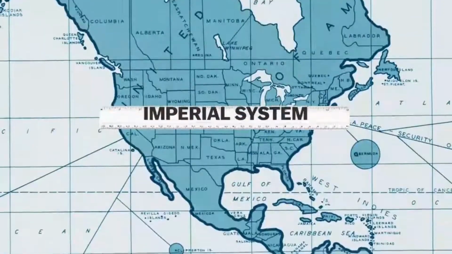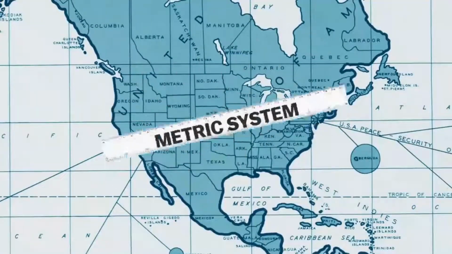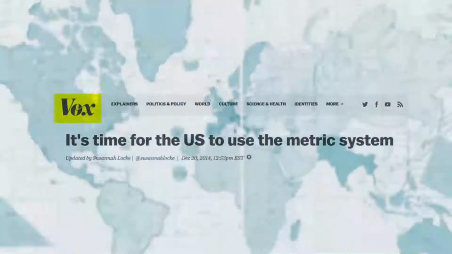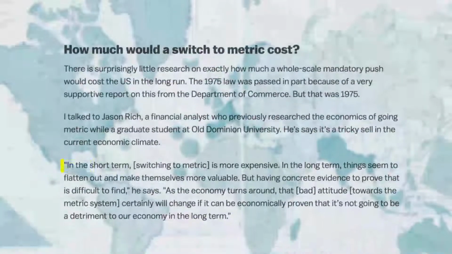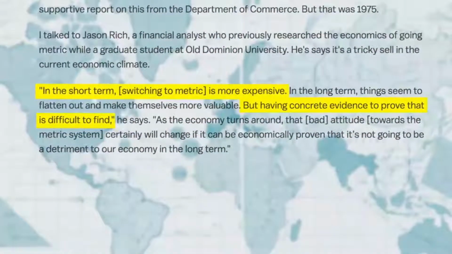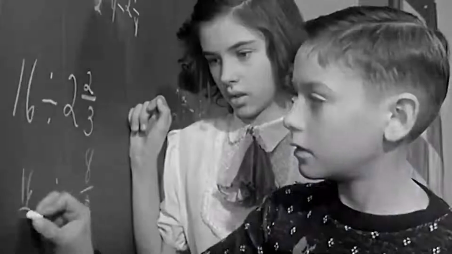So it seems like a no-brainer. America needs to switch to the metric system to match the rest of the world, but it is still struggling to make that change. That's because it'll take a lot of time and money, but there's no financial proof that this will all be worth it. So unless that change is proven to be economically better, we're not going to be using Celsius anytime soon.